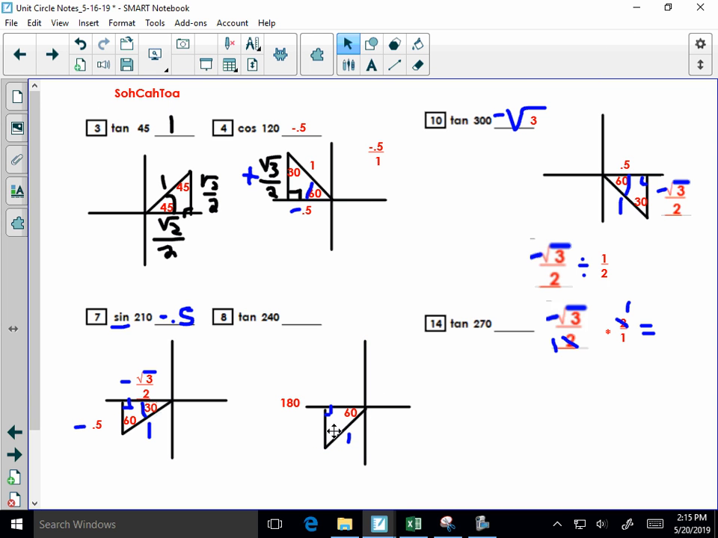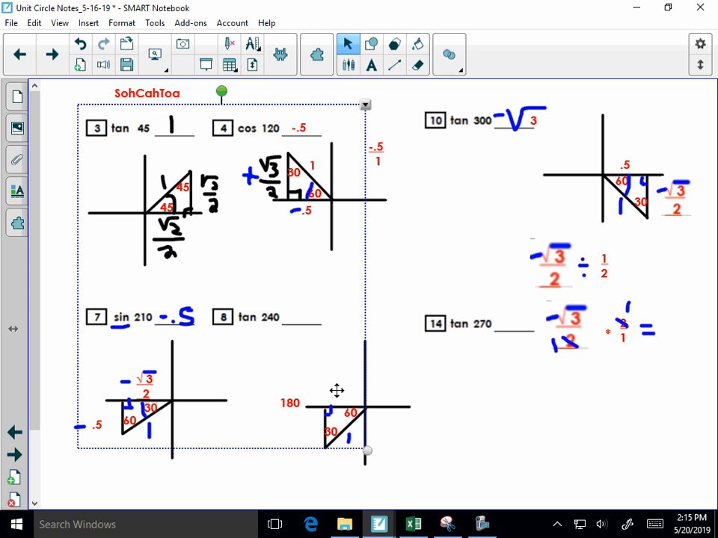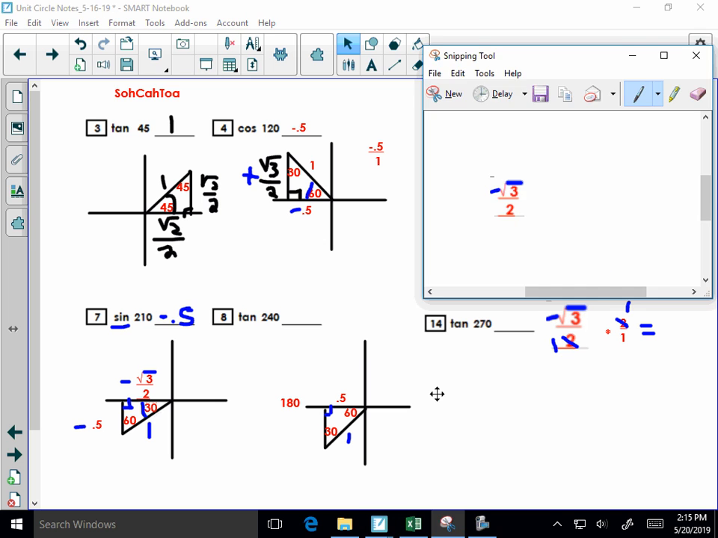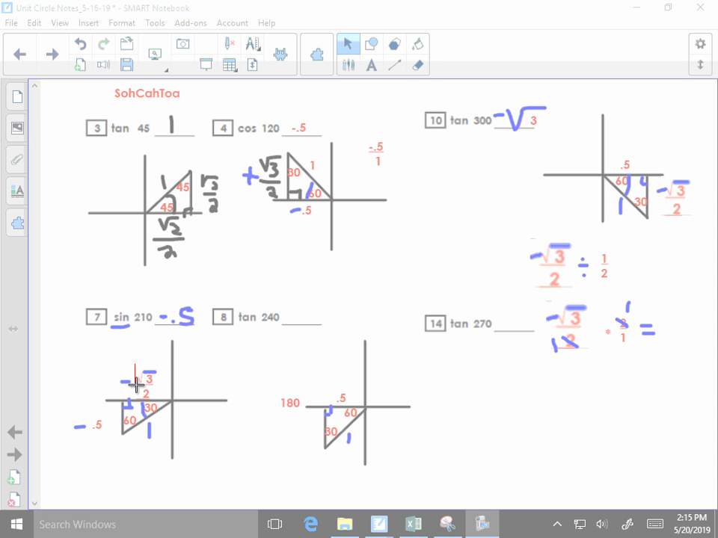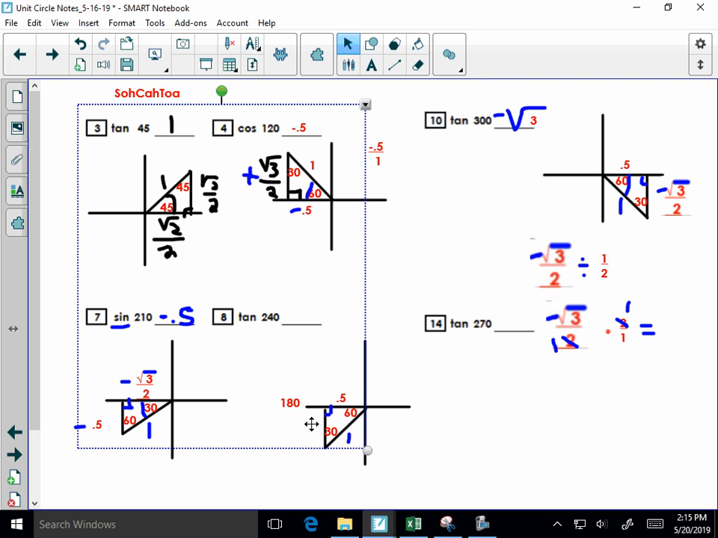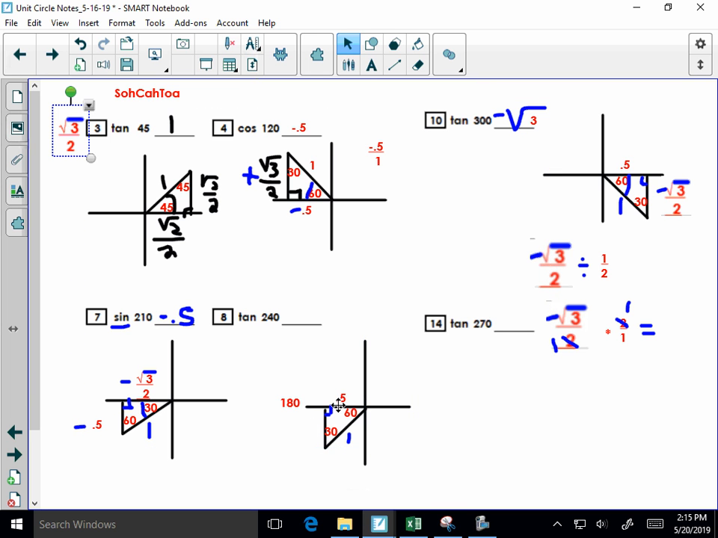And therefore my other angle is 90. The two are complementary. These two angles add to 90 degrees. So over 30, 60, 90, always opposite the 30 degree side is 1/2. And opposite the 60 degree side is √3/2. So let me copy this √3/2. Okay, and we have √3/2 put right there.